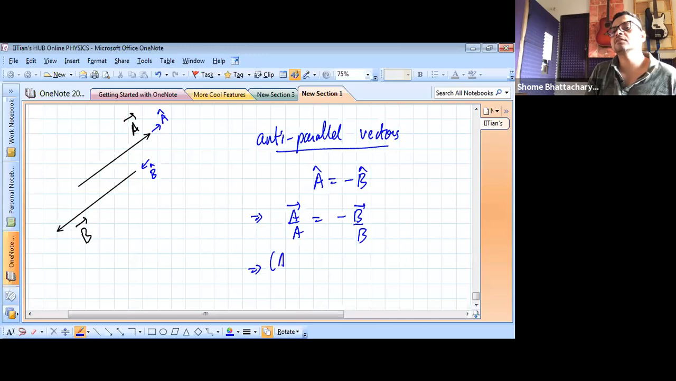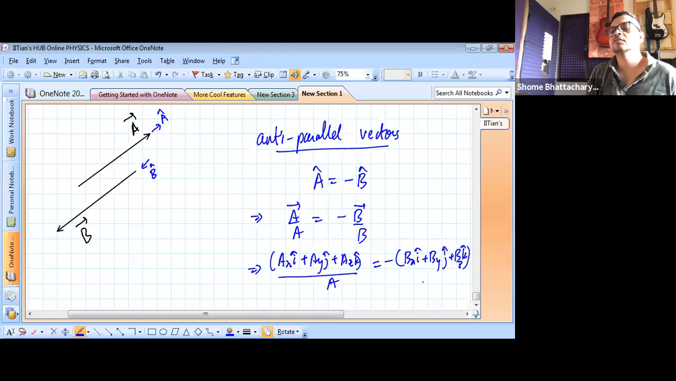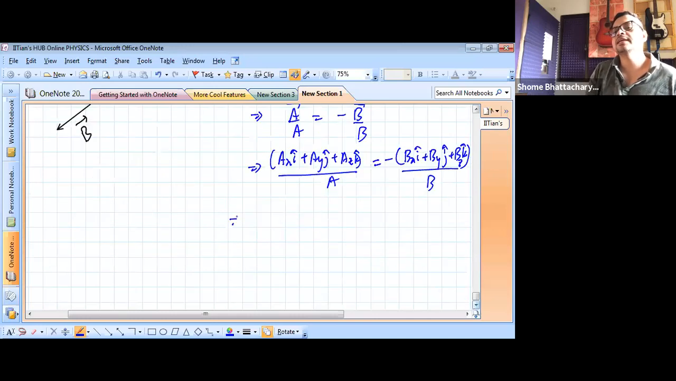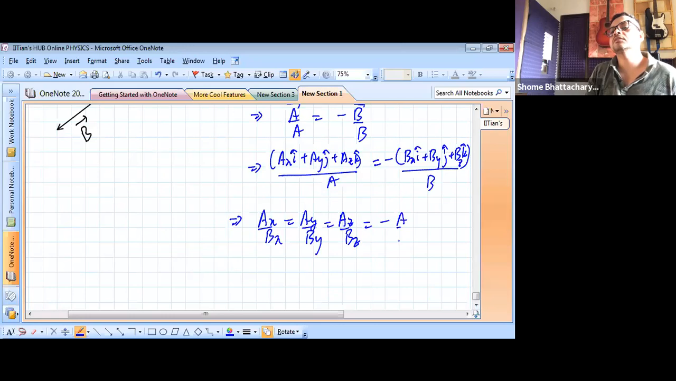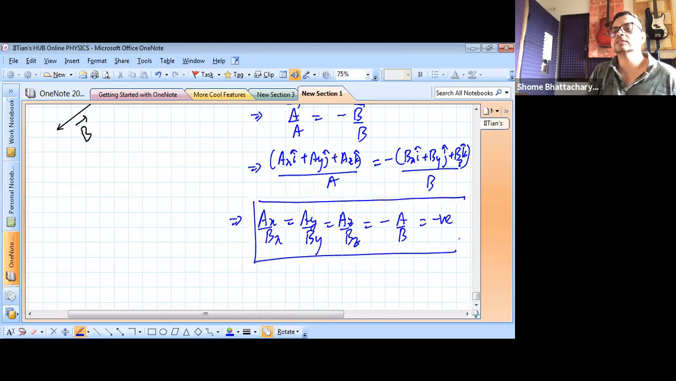So when you expand this using that same method, the whole thing divided by mod A is equal to negative of Bx plus By plus Bz. Okay, so when we solve this, we get a similar condition, but that ratio will have to become a negative quantity. So Ax upon Bx will be equal to Ay upon By, will be equal to Az upon Bz, which will be equal to minus of A by B. So it is a negative quantity. Okay. So that becomes a condition for anti-parallel vectors.